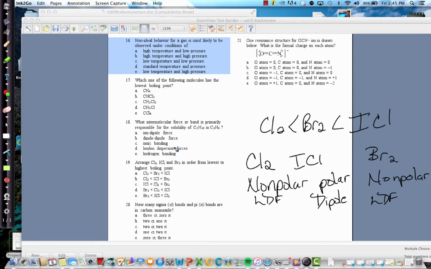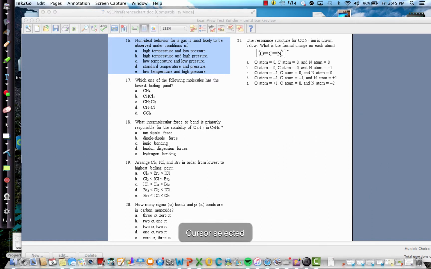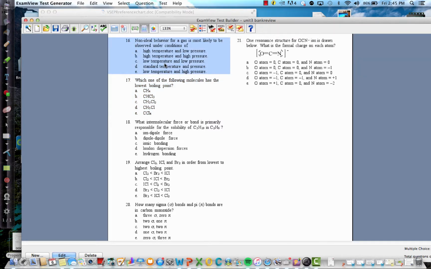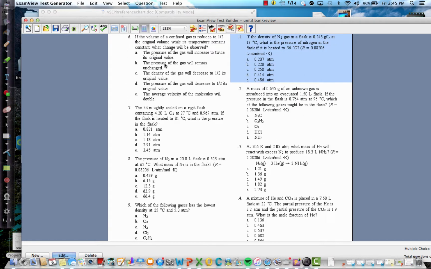All right, the last one is 11. So let's look at that. Okay, 11. Oh, it's a gas law problem. So if the density of N2 gas in a flask is 0.243 grams per liter at 18 degrees Celsius, what is the pressure of nitrogen in that flask if it's heated to 36 degrees Celsius?